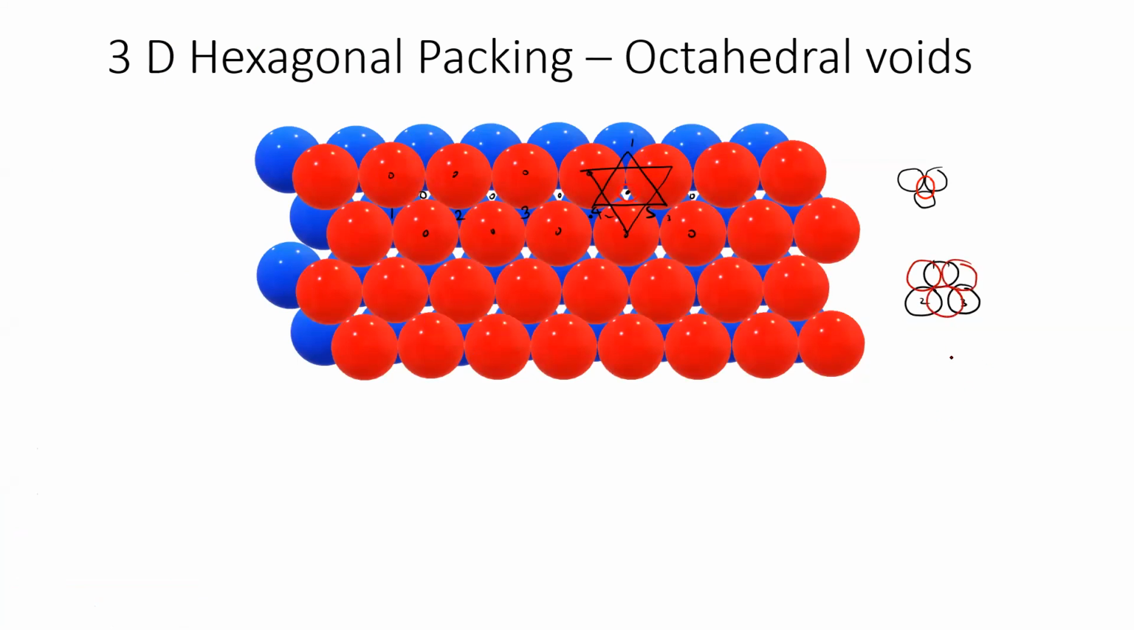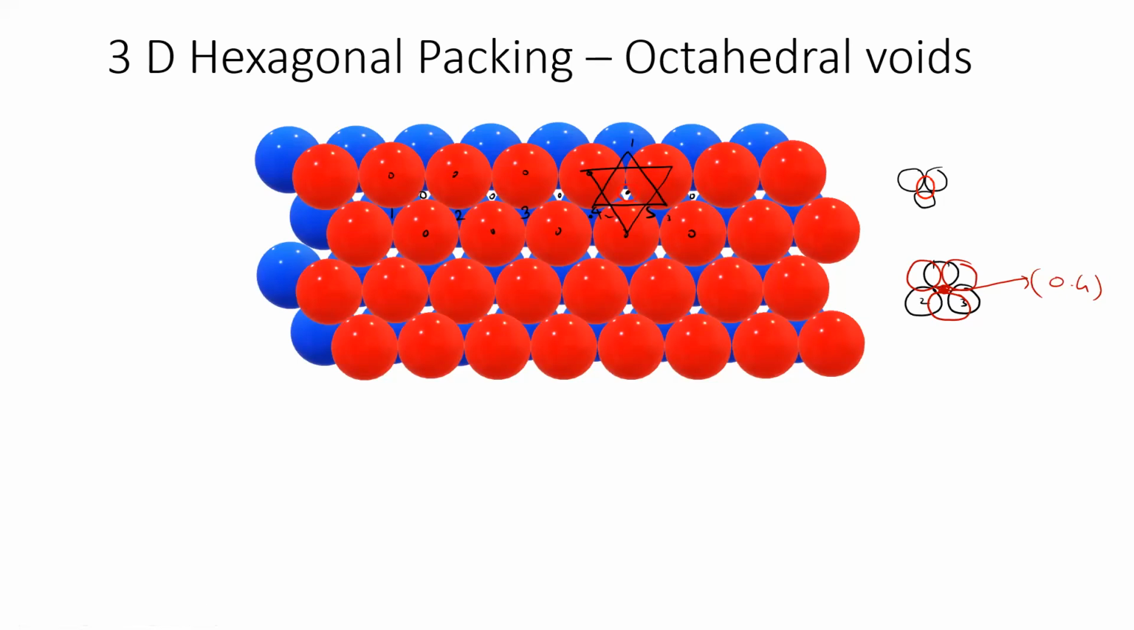Still we have some empty spaces in between them. This empty space is called octahedral void. So here also the similar pattern. So if you take a hexagonal packing, it contains both tetrahedral void as well as octahedral void.